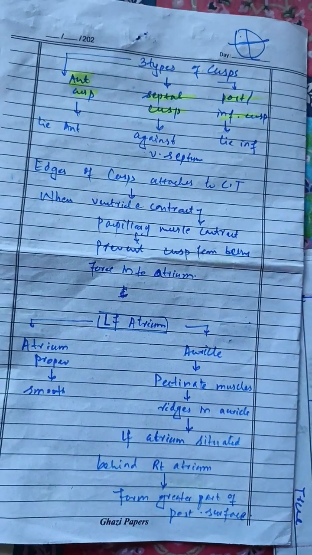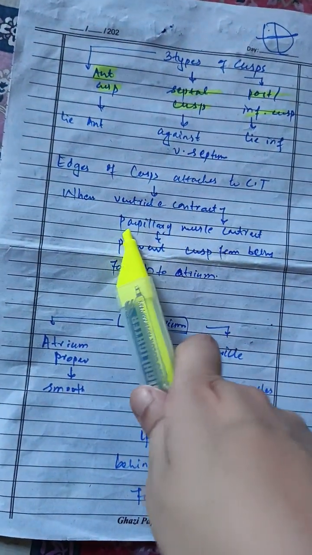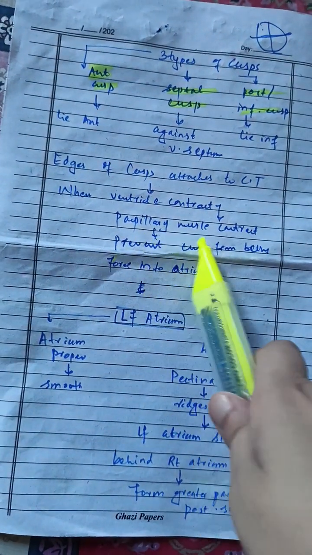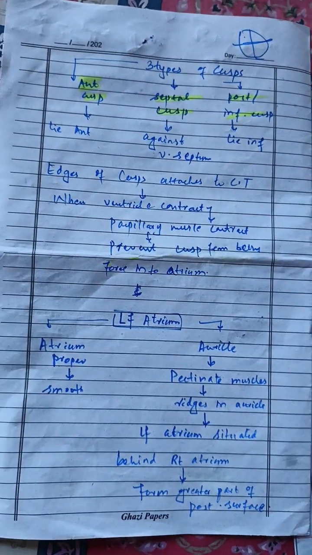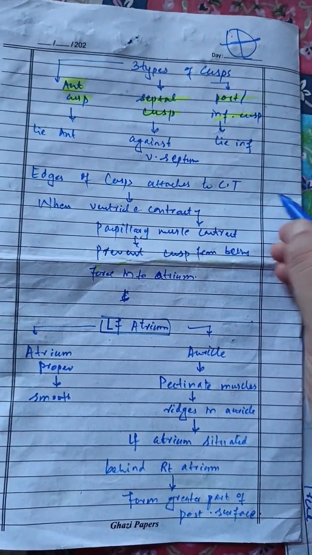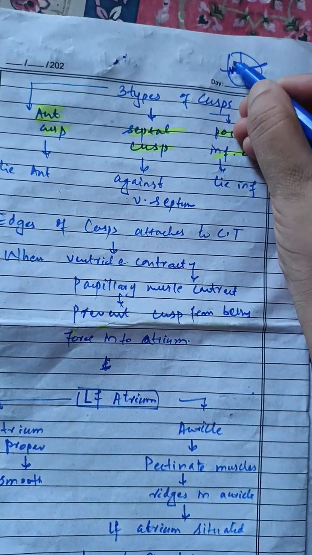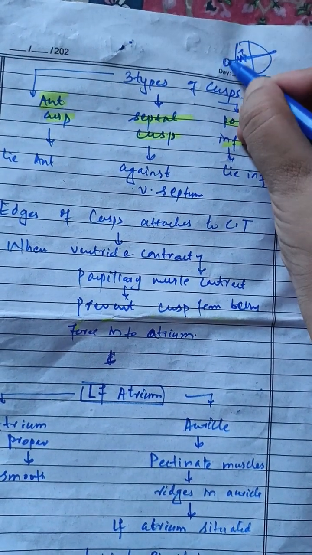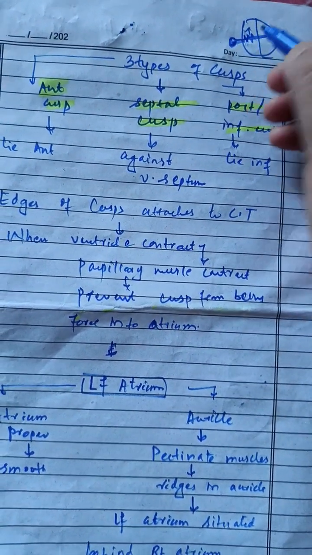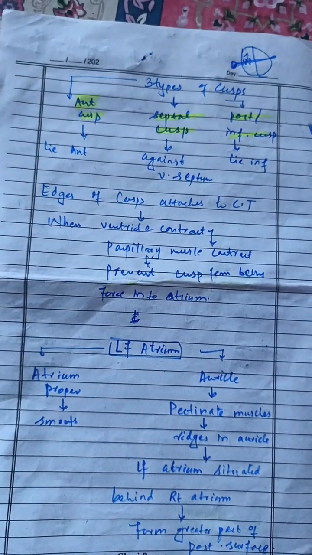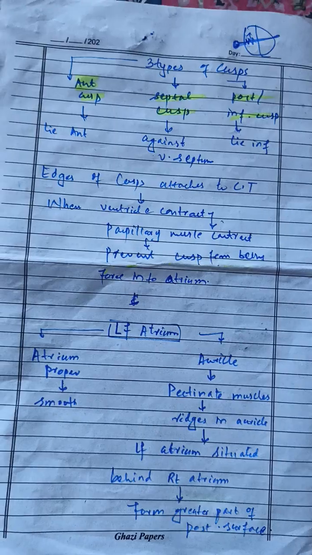Now the edges of the cusps attach to connective tissue. When the ventricle contracts during systole, the papillary muscles also contract, and the cusps are pushed back toward the ventricle, but the papillary muscles prevent the cusps from moving back into the atrium. The function of the papillary muscle is basically to prevent the cusp from moving back into the atrium.